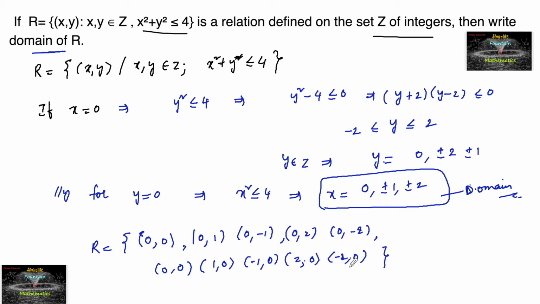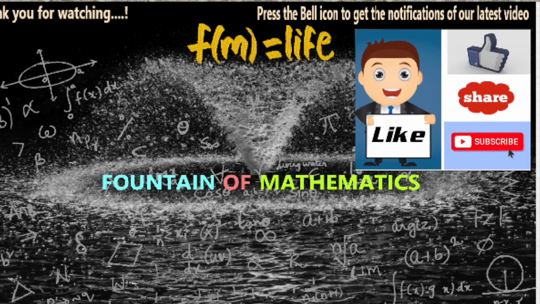So only these are the possibilities which satisfy the relation x square plus y square less than or equal to 4, and hence the domain can be taken. Domain of R can be taken as only the first element of each ordered pair. So those are 0, plus 1 and minus 1, and plus 2 and minus 2. So minus 2, minus 1, 0, plus 1, plus 2. So this is the answer. Okay, thank you.